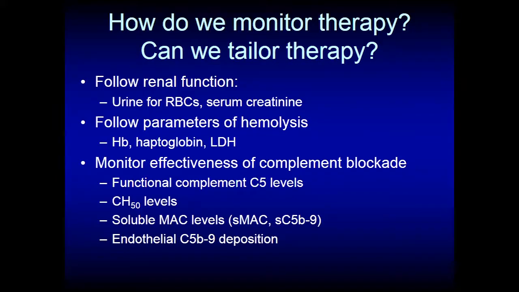Obviously, we can monitor the hemoglobin, which gives us a measure of the level of blood red cell production, haptoglobin, LDH, and platelets. And we can monitor the effectiveness of the drug we use in terms of its complement blockade. We can measure functional C5 levels. We can look at total hemolytic complement. We can look at soluble complement, terminal complement cascade activity.